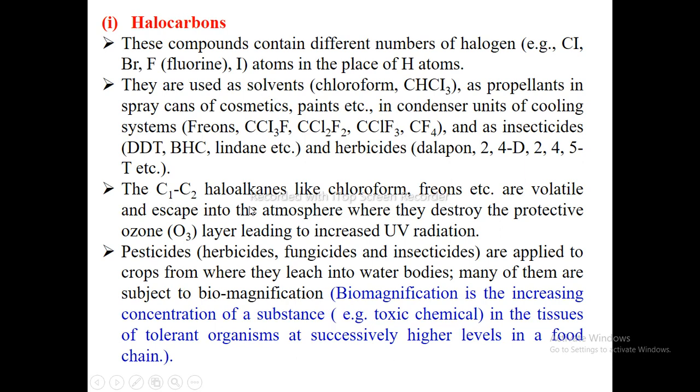The C1 and C2 haloalkanes like chloroform, freon, etc. are volatile and escape into the atmosphere where they destroy the protective ozone layer. We know that these halocarbons are known to destroy our ozone layer, and that leads to increased UV radiation coming onto the Earth's surface. Right? Pesticides, including herbicides, fungicides, and insecticides, are applied to crops from where they leach into water bodies. Right. So once they are applied, all of it will not be used.